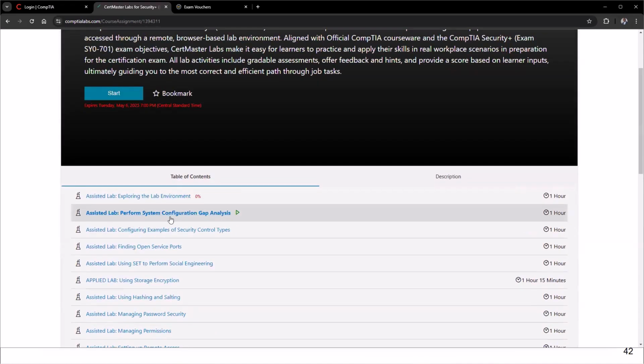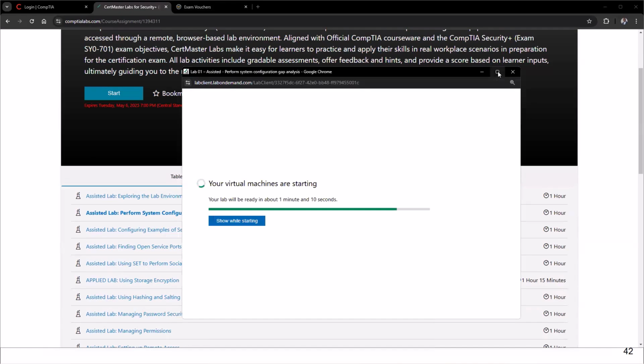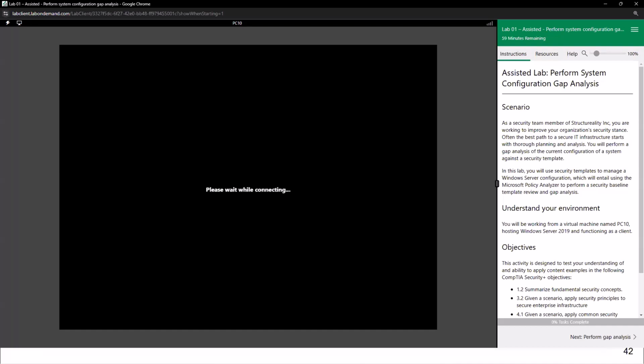So you have all these labs, and they are all part of the Security Plus. For example, we were just talking about gap analysis. The first lab here is you configuring a gap analysis. So if I bring back the machine that I just launched, it's still coming up, but this is the lab environment. I'm going to give you a quick guide to this.